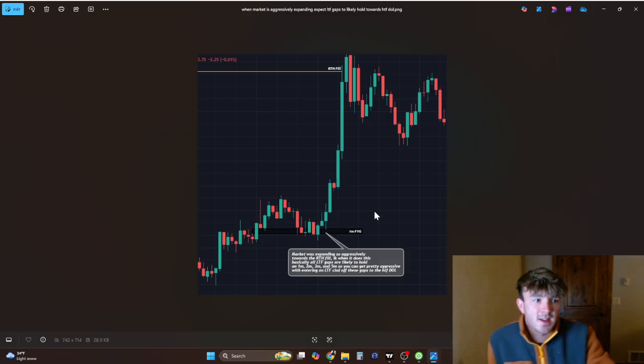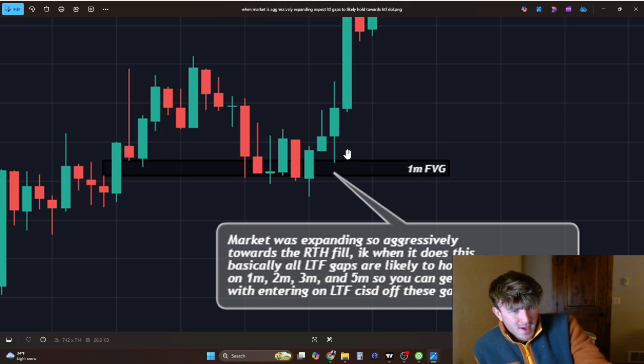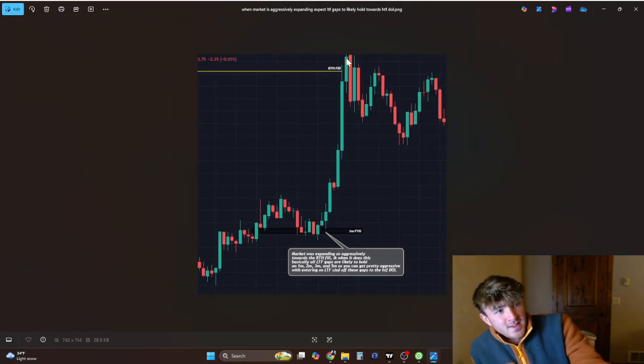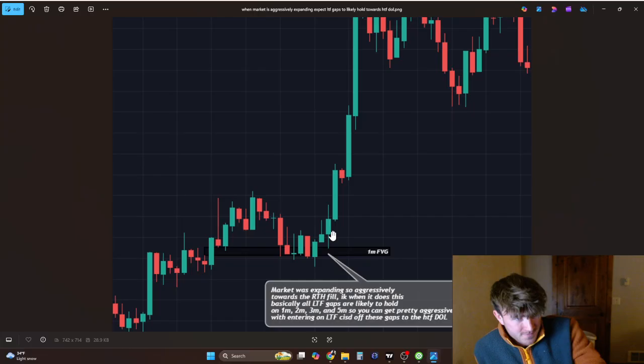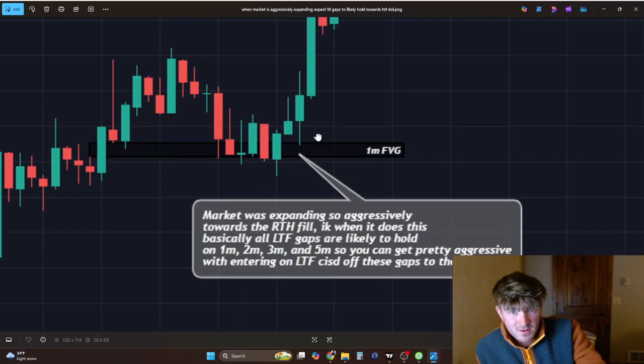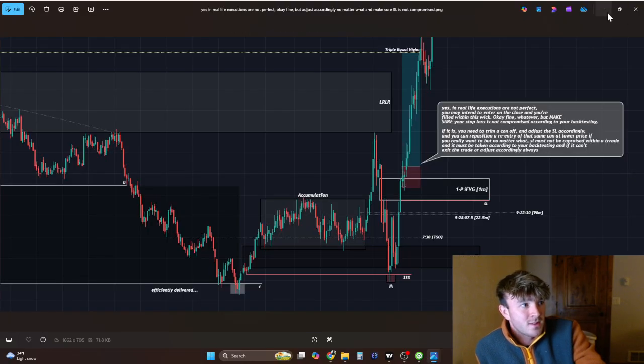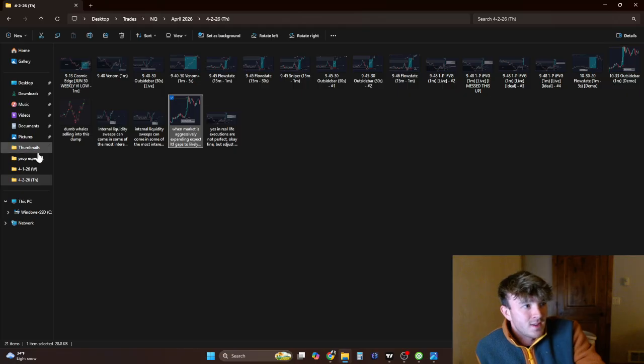So I was just trading demo with this in mind, but I knew, okay, well, this is a 1 minute gap, and the market is obviously expanding to the overnight gap fill. So I'm seeing all this. Once again, all low time frame gaps are likely to get used on the way when we're aggressively expanding. So, well, what did I try and do?